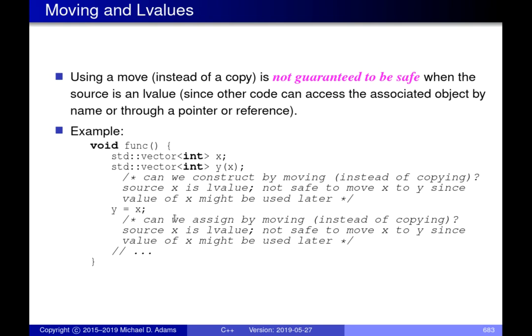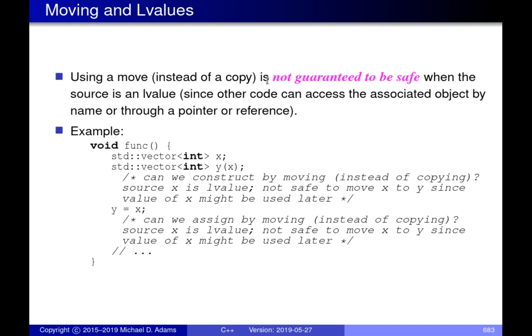So the bottom line is, if you have a situation where you're copying from one object to another, and the source for the copy is an L-value expression, generally it's not safe to replace the copy with a move, unless you have much more detailed knowledge about what's going on in the code. You can't categorically say it's safe, or, wording it another way as on the slide, it's not guaranteed to be safe.